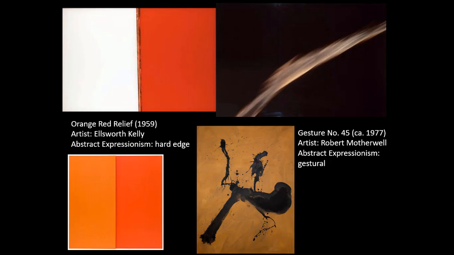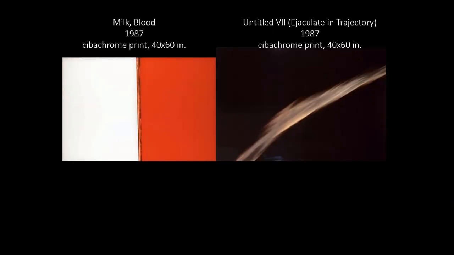Now let's look at some other examples of Serrano's work. And what do you guys think of these pieces, which were part of the same series as Piss Christ? To me, they're very abstract expressionist. The one on the left reminds me of hard edge abstract expressionism. The one on the right reminds me of gestural abstract expressionism. Now what do you guys think?